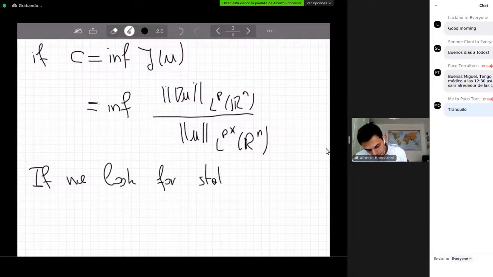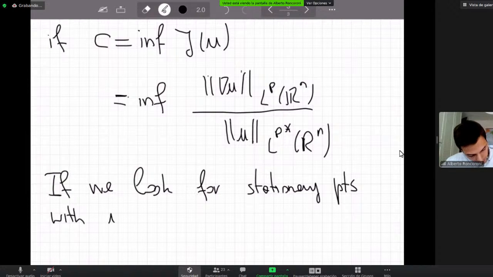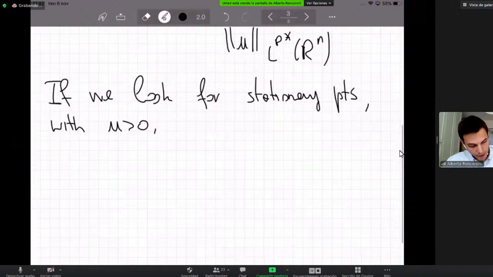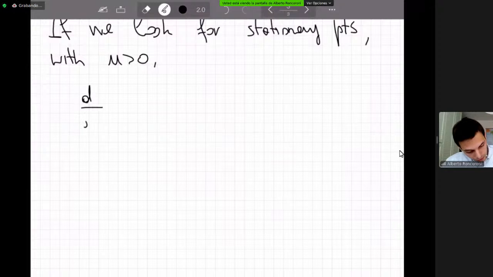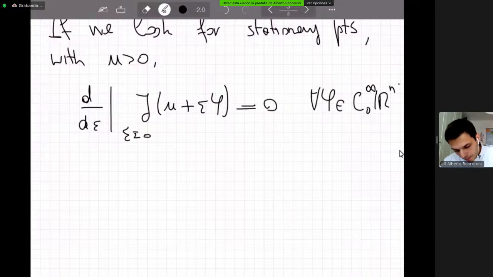stationary points or critical points, so not only minima, let's say with u positive to simplify a little bit the notation, then we have to compute the first variation of the functional. So we compute the derivative with respect to epsilon, evaluated at epsilon equals 0, of the functional J of u plus epsilon phi. This is equal to 0 for all phi, let's say test functions, so C infinity with compact support in R^n. Okay, so this is the usual Euler-Lagrange equation, and this is equivalent to the following integral formula.